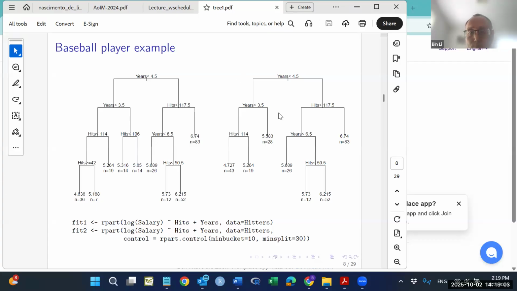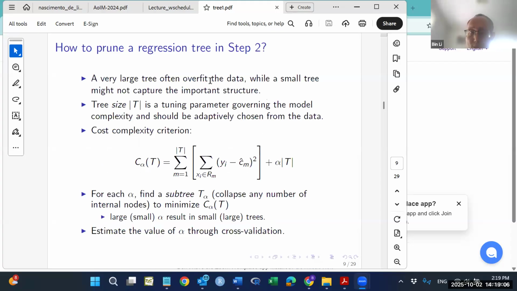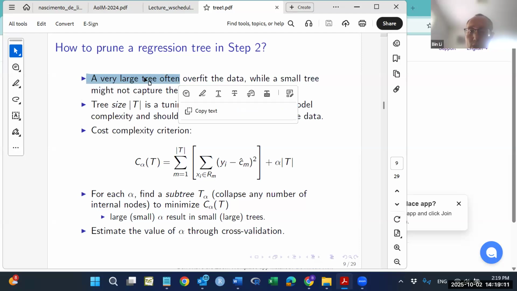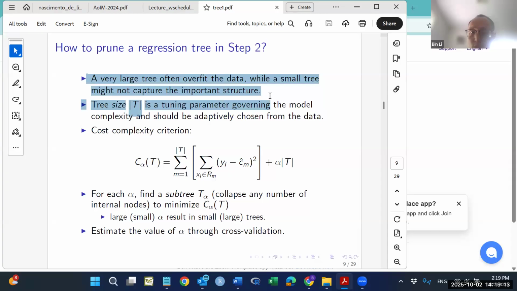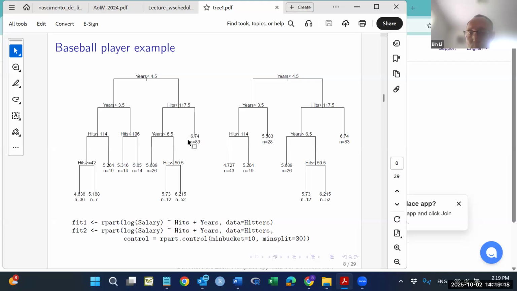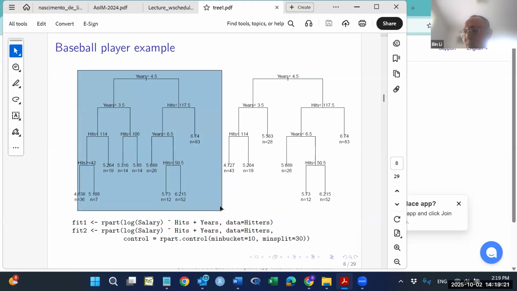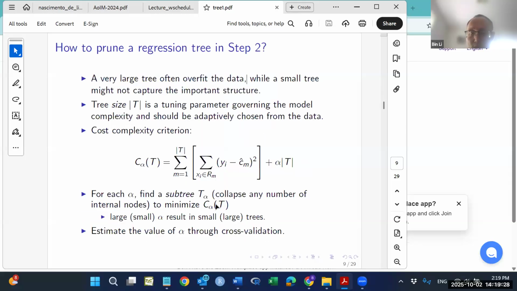Now let's see how to prune a tree. To prune a tree, after step 1 we usually get a very large tree. It usually overfits the data. Like here, this tree probably overfits the data because we only stopped when the stopping criteria were met, right? But then how do we prune back? Pruning back is based on this cost complexity criterion.